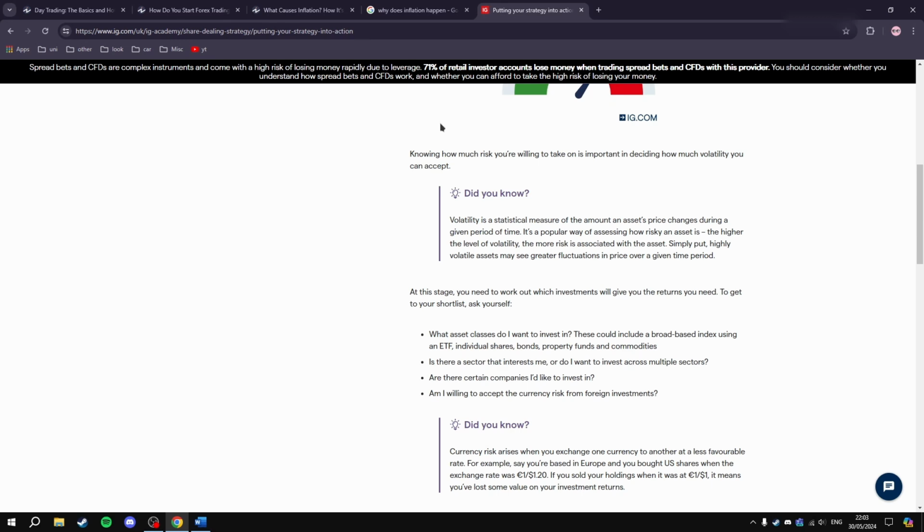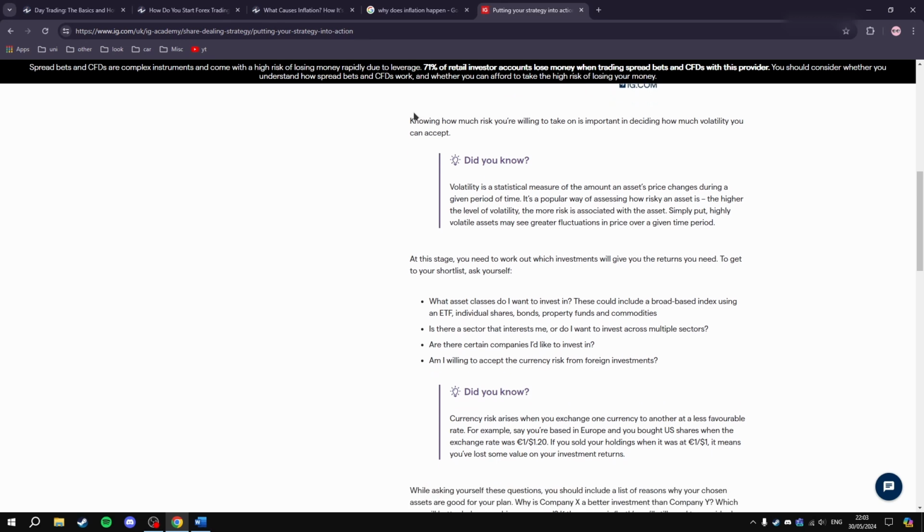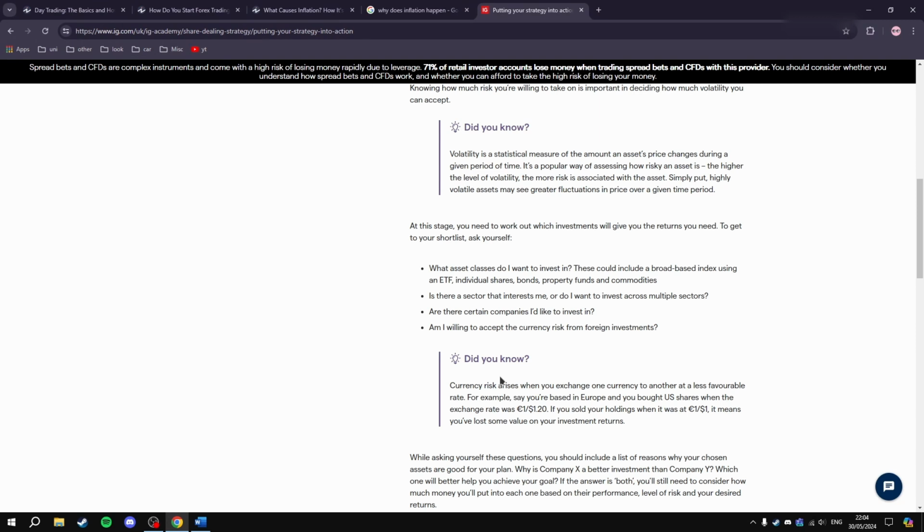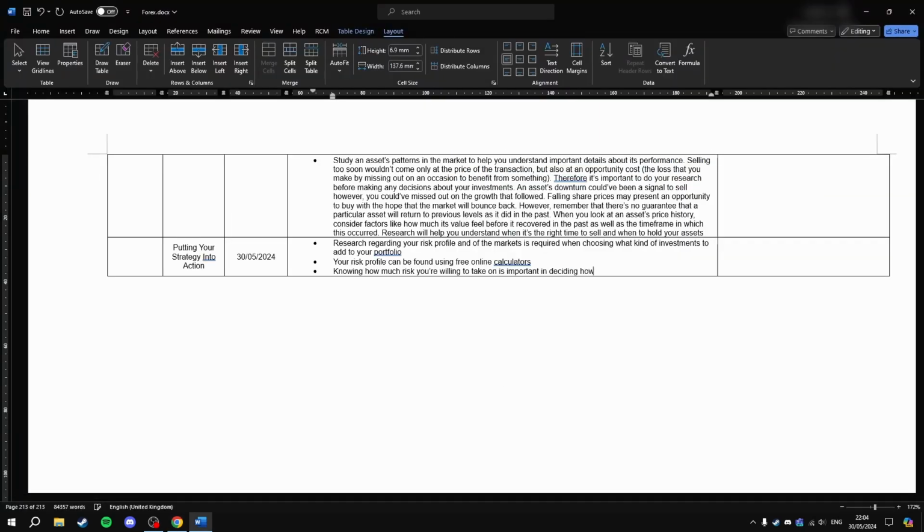Knowing how much risk you're willing to take on is important in deciding how much volatility you can accept.